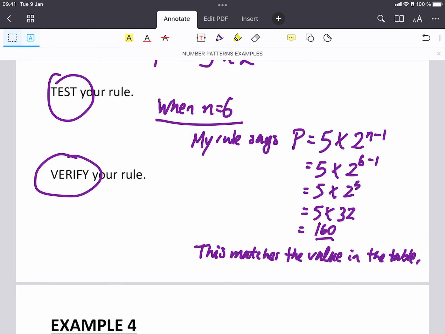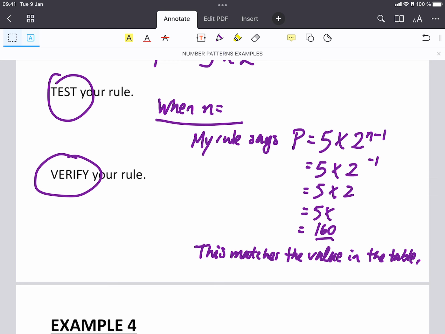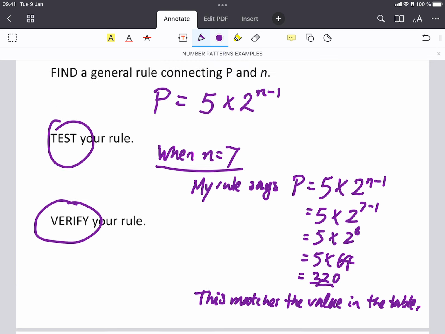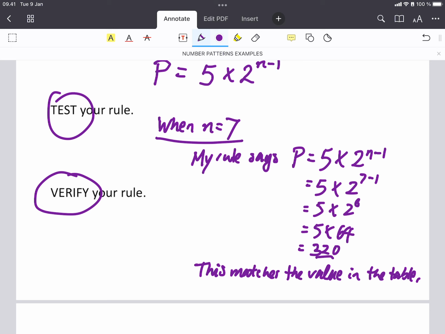Do one more for 7. Delete that and that and that and that and that. When n equals 7, my rule says p equals 5 times 2 to the power of n minus 1, which is 5 times 2 to the power of 7 minus 1, which is 5 times 2 to the power of 6, which is 5 times 2, 4, 8, 16, 32, 64. 5 times 64, which is 320. Table does say 320. This matches my value in the table.